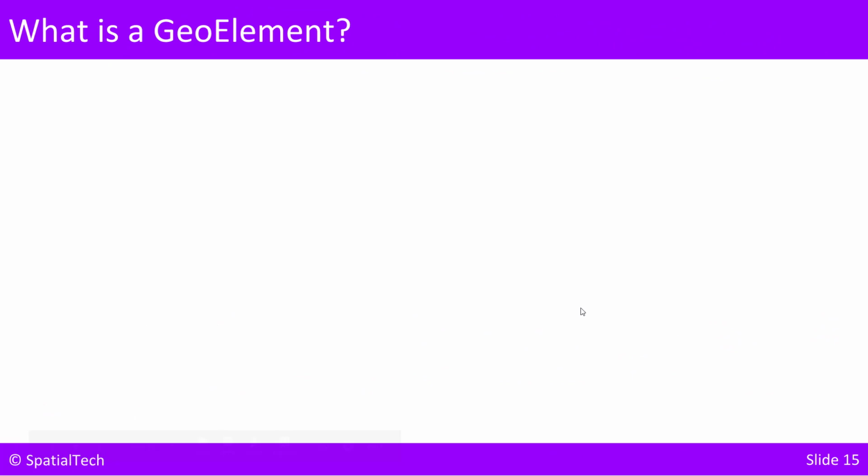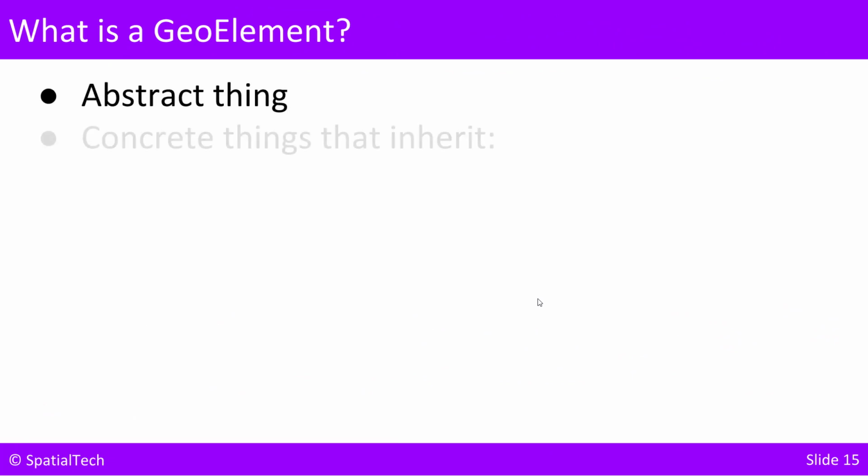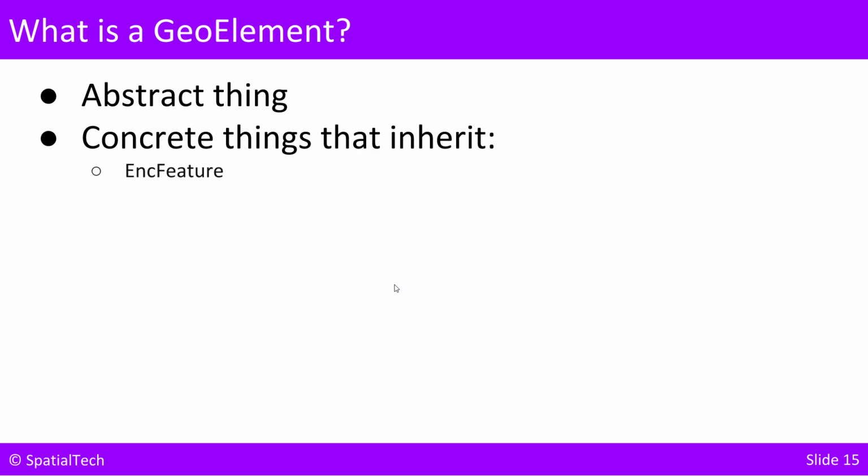So let's take a look at GeoElements. Again, what is a GeoElement? It's an abstract thing. Concrete things that inherit GeoElement are ENC feature. This is a special type for electronic navigation charts or nautical charts. Their features are sort of like compound features, so many features acting as one.